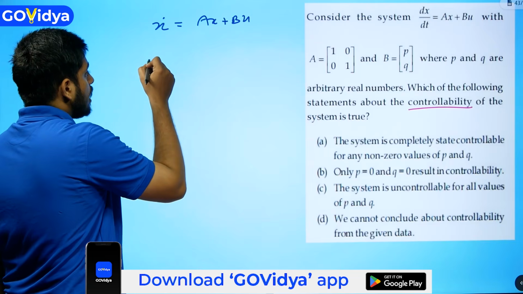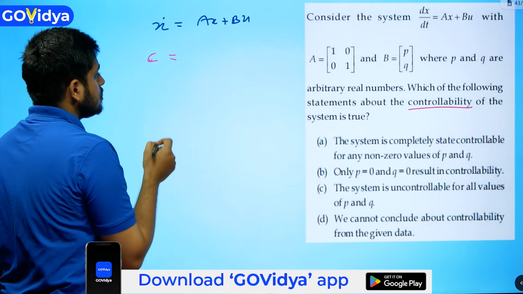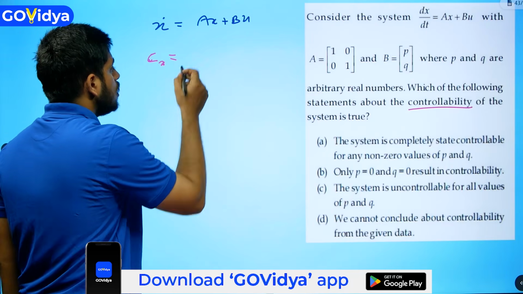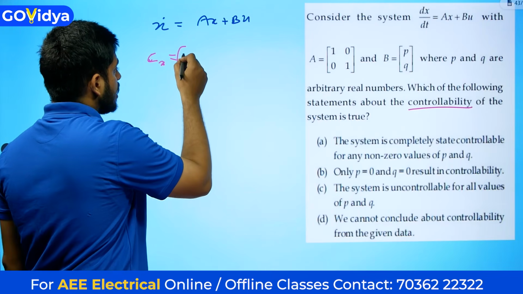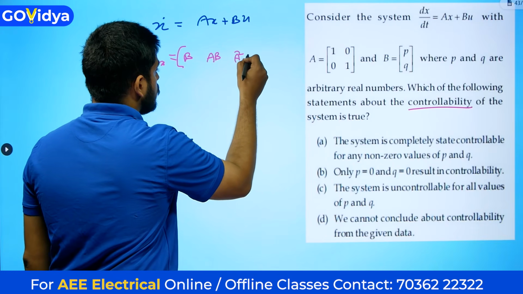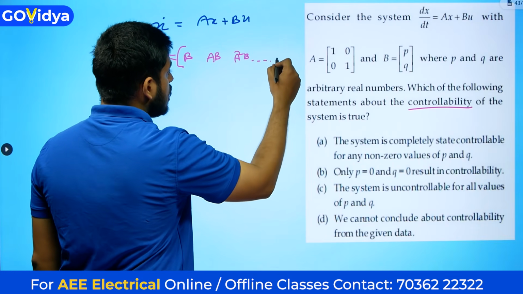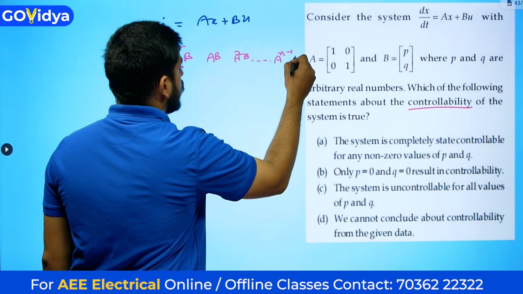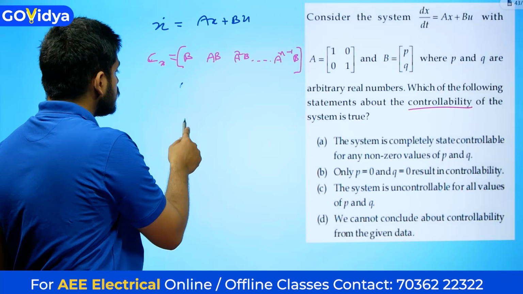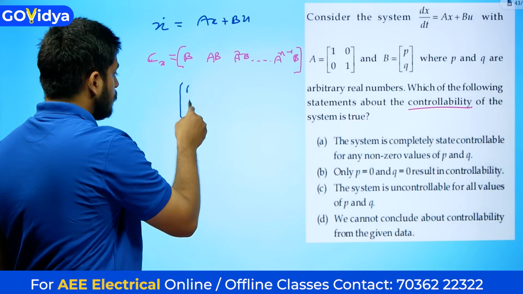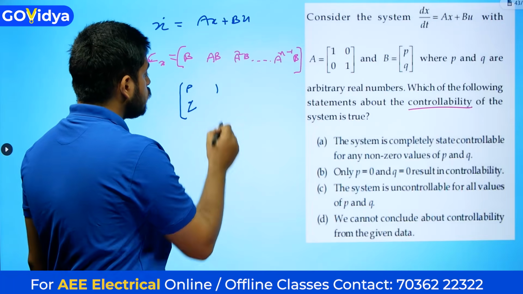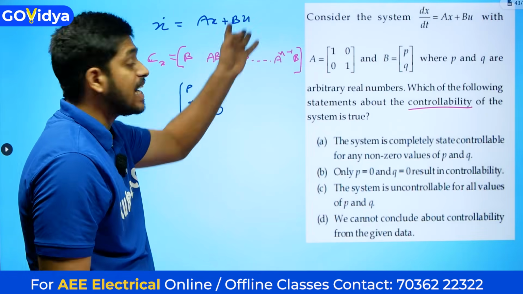Direct formula: controllability C equals, many notations would be used, C of A comma B, taken as B, AB, A square B, so on until A power n minus 1 into B. What is this representation? Let us suppose B is P Q, AB will get some other value, let us assume 1 comma 0. So this will be another matrix. Again we'll get some A square B also.